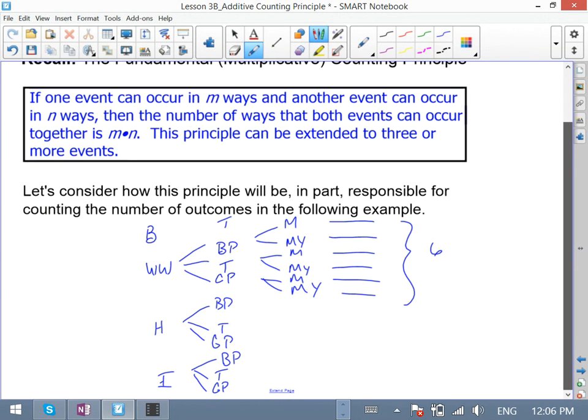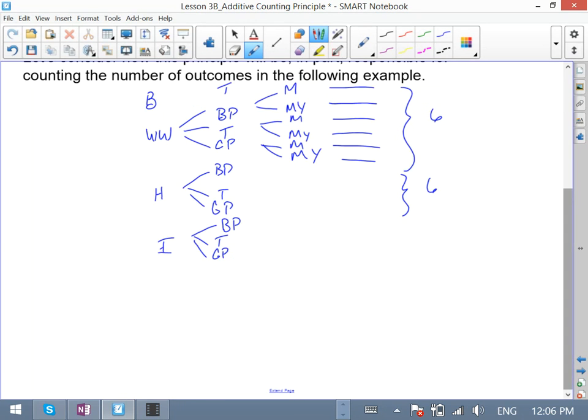If we went through the same process for the other two types of bread, you'd notice the same thing, that we would end up having all of these outcomes over here. So for this particular grouping here, another 6. And for the bottom group, we'd have another 6 possibilities. What I mean by grouping is I'm referencing this portion of the tree diagram.